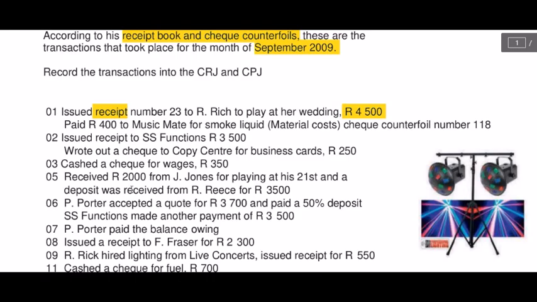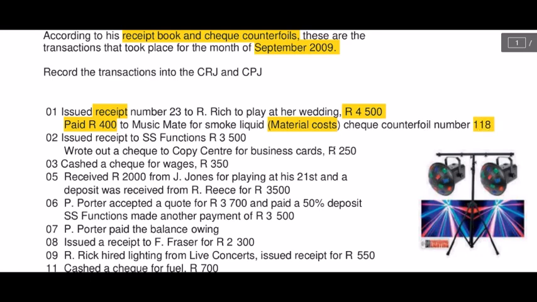The next transaction is also on the 1st, but in this case we paid, and I want you to highlight that word. Okay, the moment when we pay, it goes to the cash payments journal. It's in the journal's name. Okay, so this is a CPJ transaction. We paid 400 Rand to Music Mate for smoke liquid. They told you it's material costs. And the check counterfoil number is number 118.